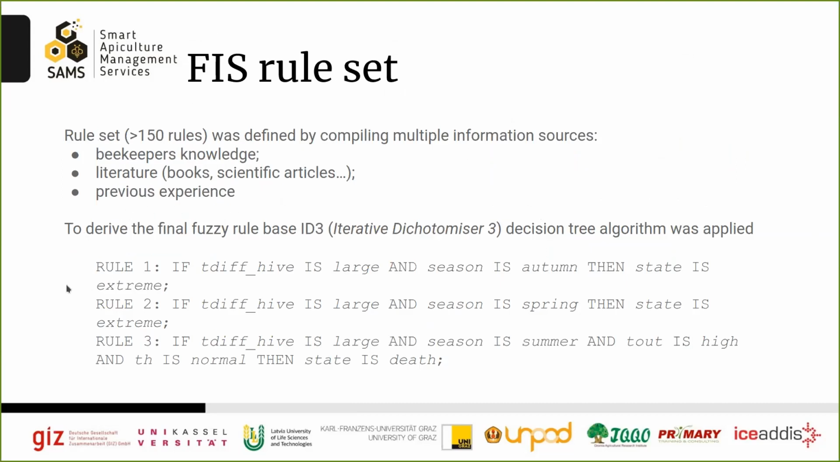And this slide shows you the example of those rule sets that I was talking about. So here you can see, for example, if the temperature difference between outside and inside the hive is large and it is autumn, then there's something wrong with the colony. You can say that the state is extreme.